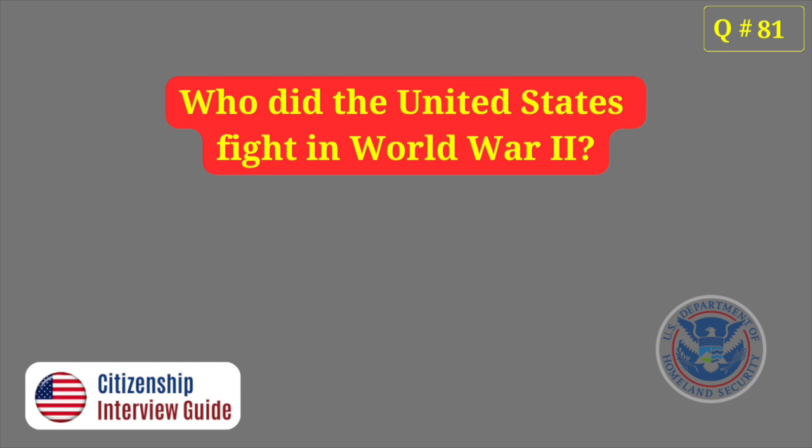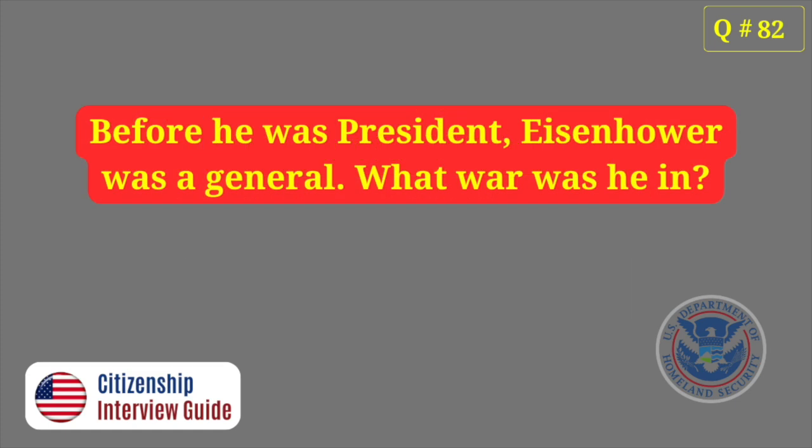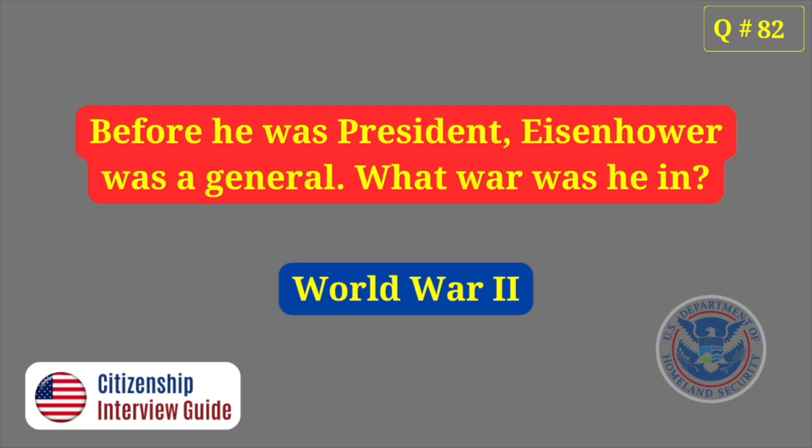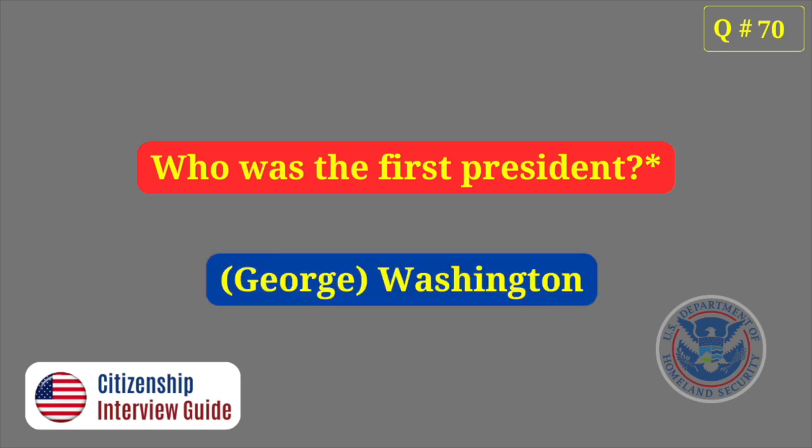Who did the United States fight in World War II? Japan, Germany, and Italy. Before he was president, Eisenhower was a general. What war was he in? World War II. Who was the first president? George Washington.